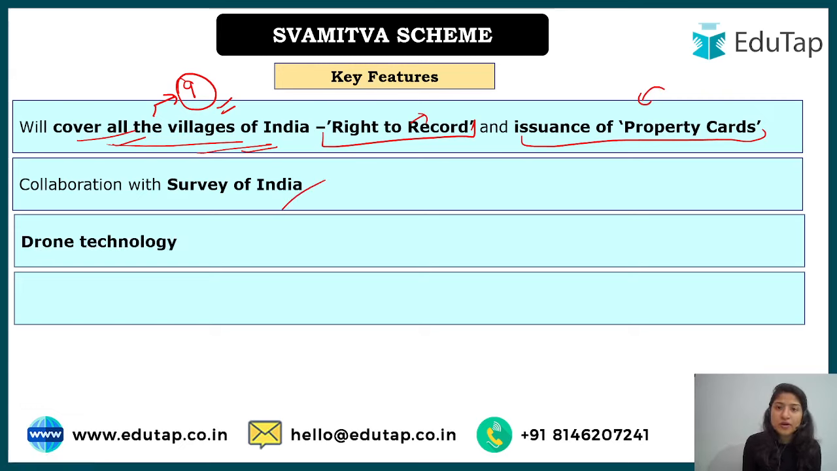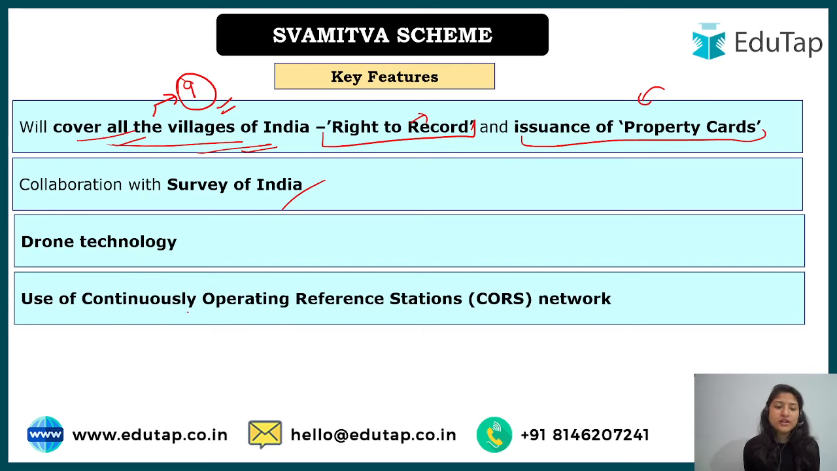Then we have drone technology that will be used for the survey, and use of the Continuously Operating Reference Station network. This is a GIS based network, and here you have to remember the full form of course. The Continuously Operating Reference Station will also be used for surveying and mapping.